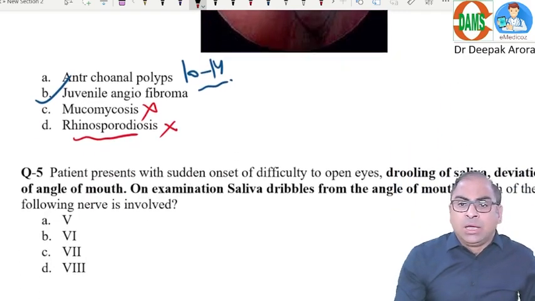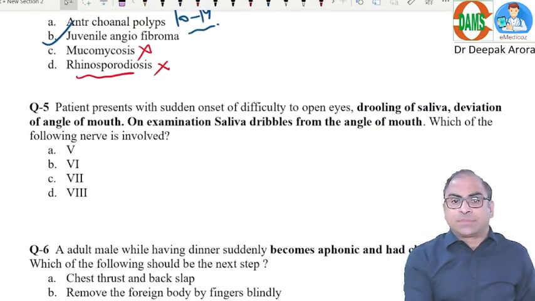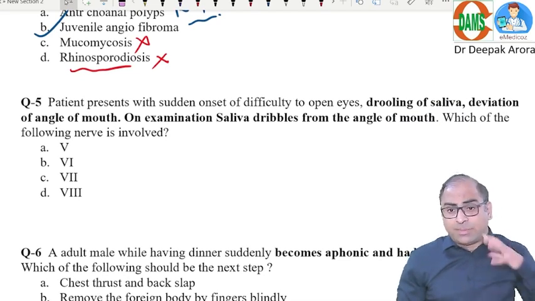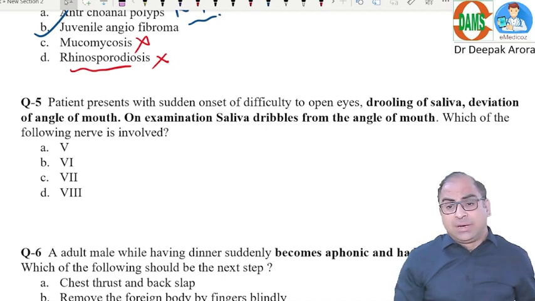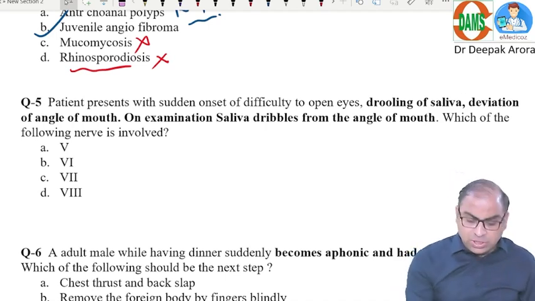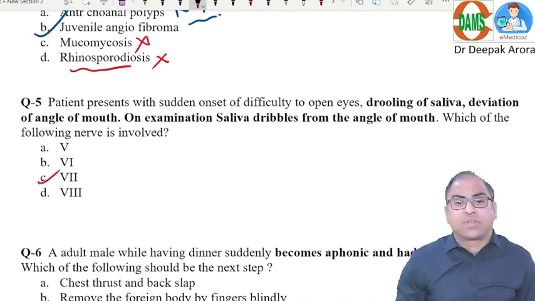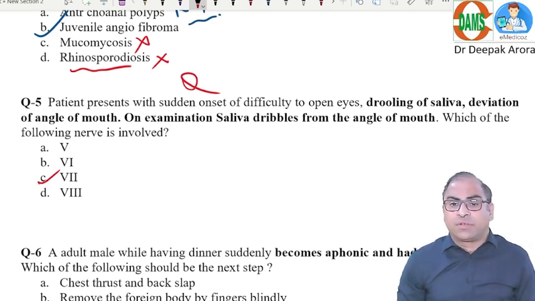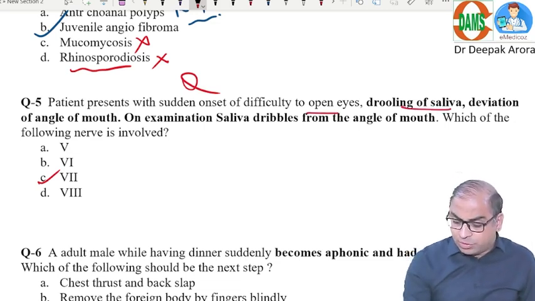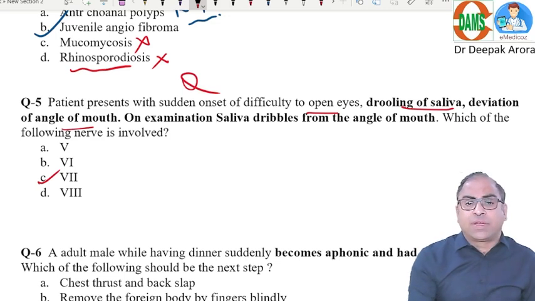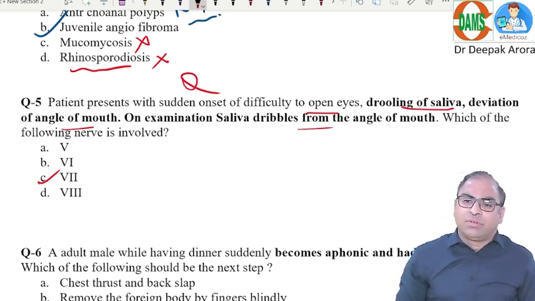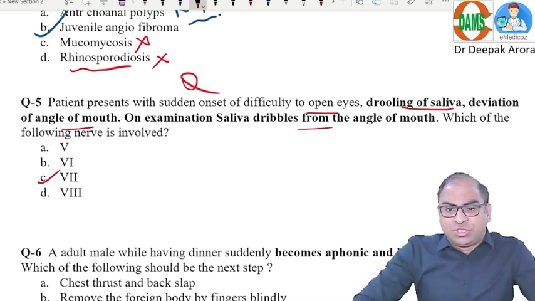Clear? Coming on the next one, I was expecting one MCQ on Bell's palsy, on the management part. But they have asked you the diagnosis, one of the simplest MCQs. This was the simplest MCQ of your last examination. Answer will be 7th nerve. Bell's palsy, the patient has a sudden onset. This word goes in the favor of Bell's palsy: difficulty to open mouth, drooling of saliva, deviation of angle of mouth. All these are simple choices given to you to make a diagnosis of facial nerve palsy.